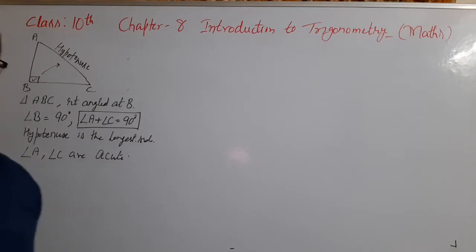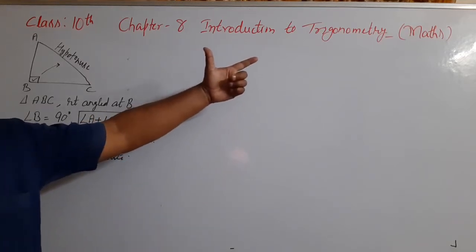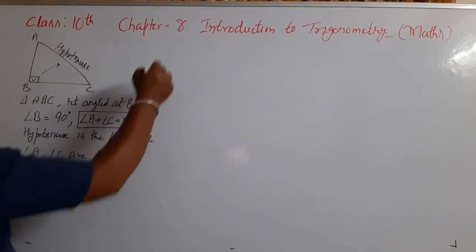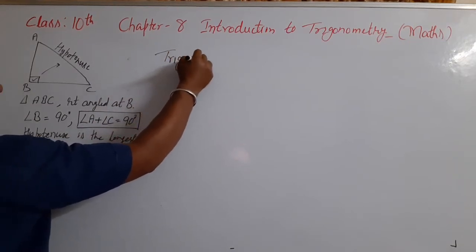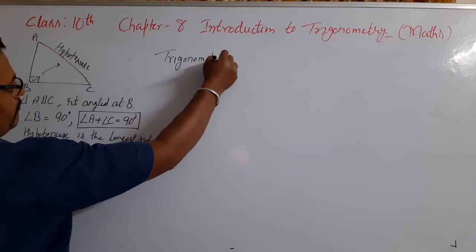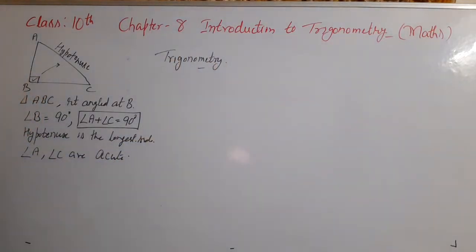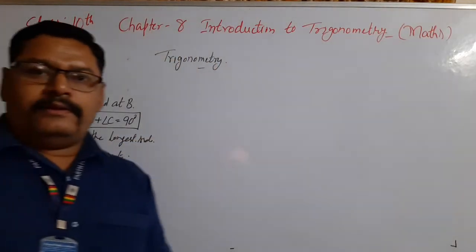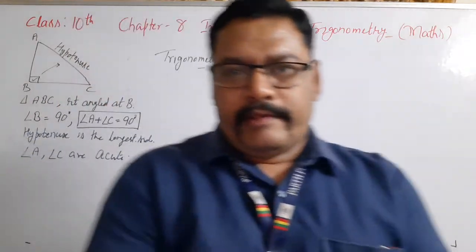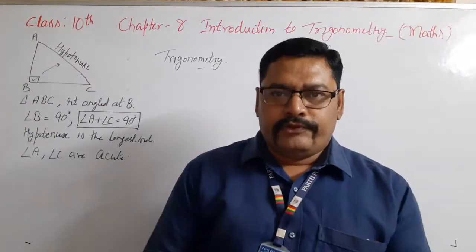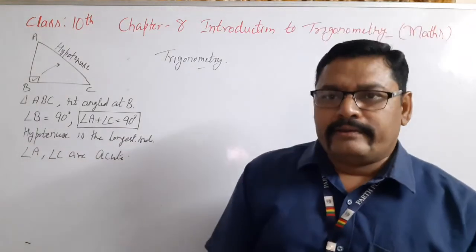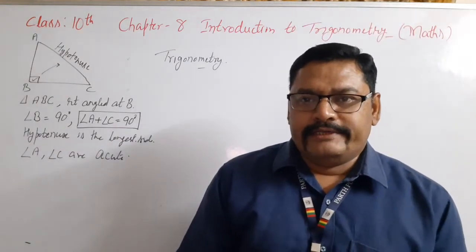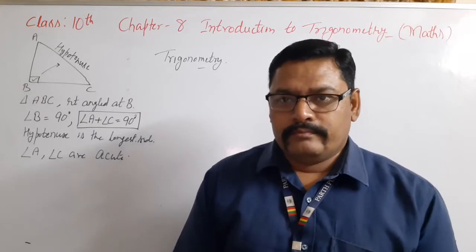Now let us understand the meaning of trigonometry. Trigonometry is a study of mathematics which is related to the measurement of the three sides of a triangle. And the origin of trigonometry is India, Egypt, Babylon.